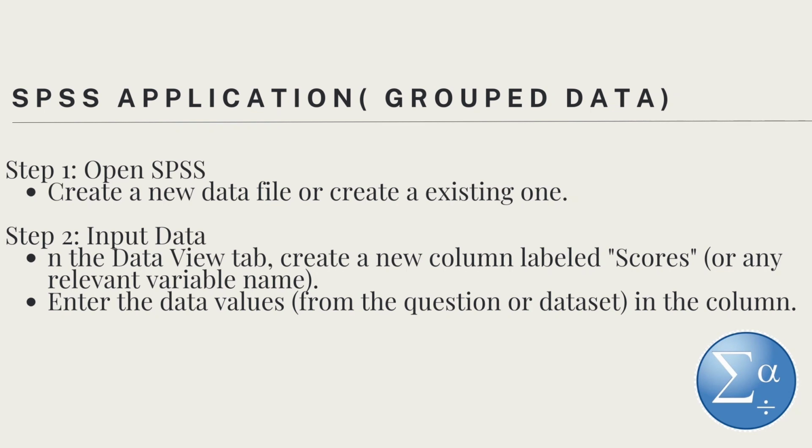This is the SPSS application for graphing data of the mean. Step 1. Open SPSS. Create a new data file or open an existing one. Step 2. Input data. In the Data View tab, create a new column labeled scores or any relevant variable name, and enter the data values from the question or data set in the column.